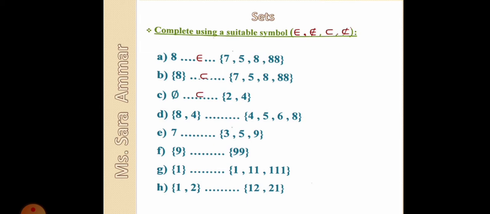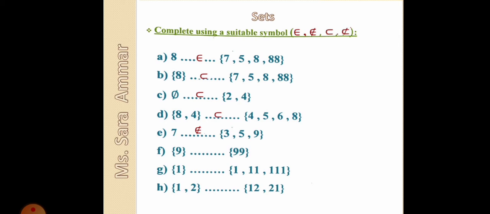Now, again, here we have 8 and 4 between braces, so this is set of 8 and 4. So I have to choose between subset and not subset, the last two symbols. Both 4 and 8 exist in the opposite set, which has 4, 5, 6, and 8. So it's a subset. Again, question E here, 7 is an element. So you have to choose between belong and doesn't belong. Now look at the opposite set, which has 3, 5, and 9, no 7s at all. So 7 doesn't belong to this set.